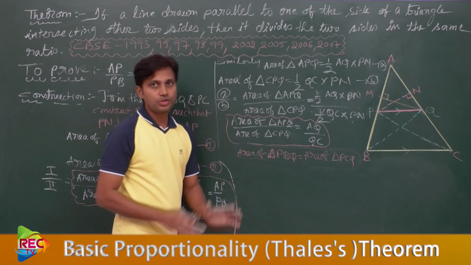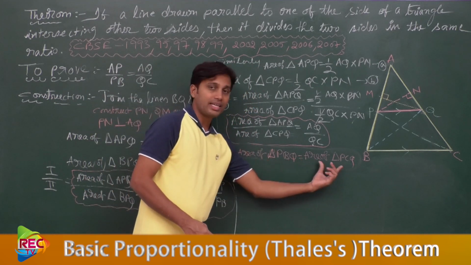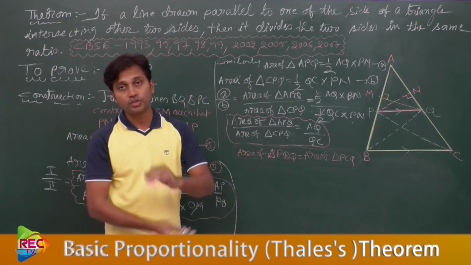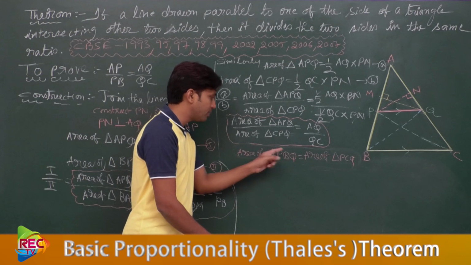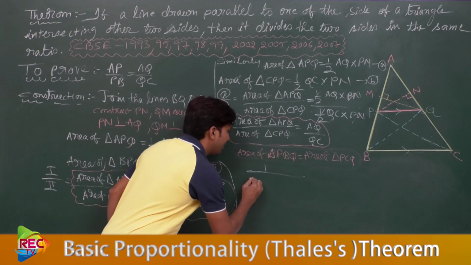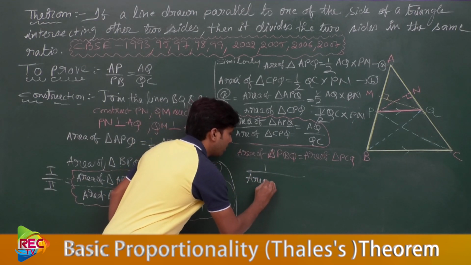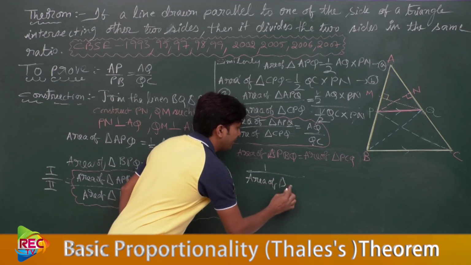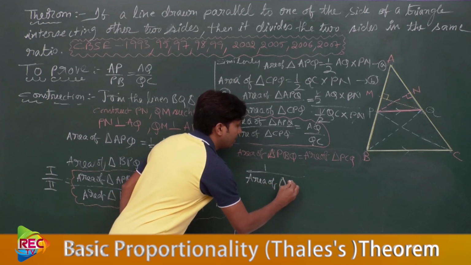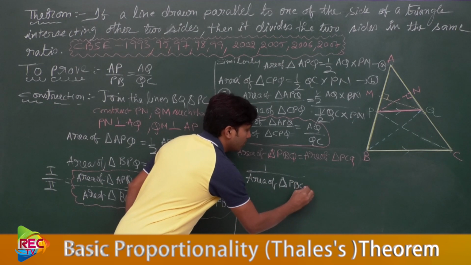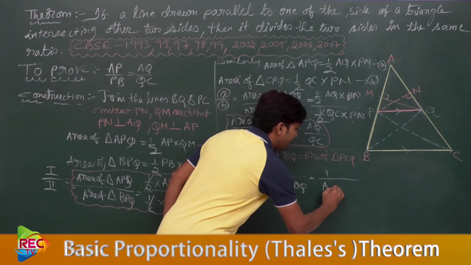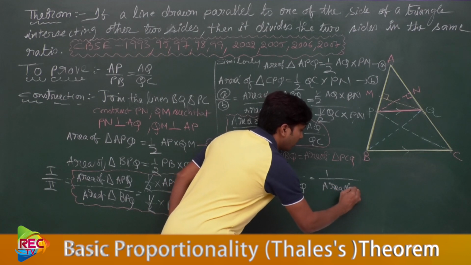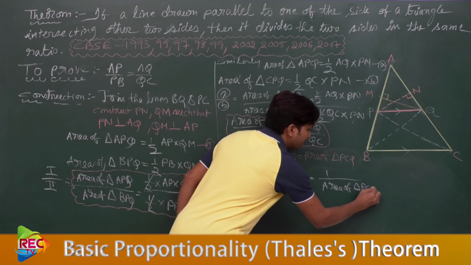Okay, now let us do one thing. When two numbers are equal, then their reciprocals are also equal or not? Yes, their reciprocals are also equal. So what is the reciprocal of this? 1 by area of triangle PBQ equal to 1 by area of triangle PCQ.